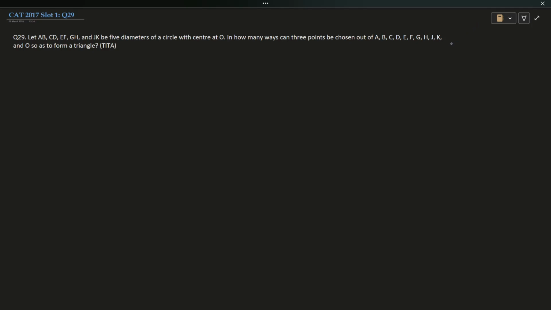Let A, B, C, D, E, F, G, H and J, K be 5 diameters of a circle with center at O. In how many ways can 3 points be chosen out of these points so as to form a triangle? Alright, so first I will draw a square, not square, my bad, I will draw a circle.